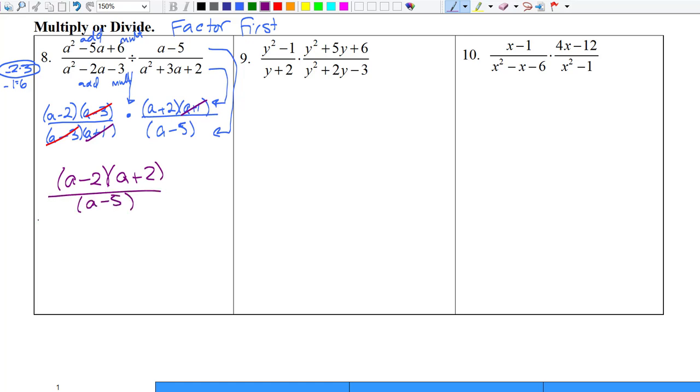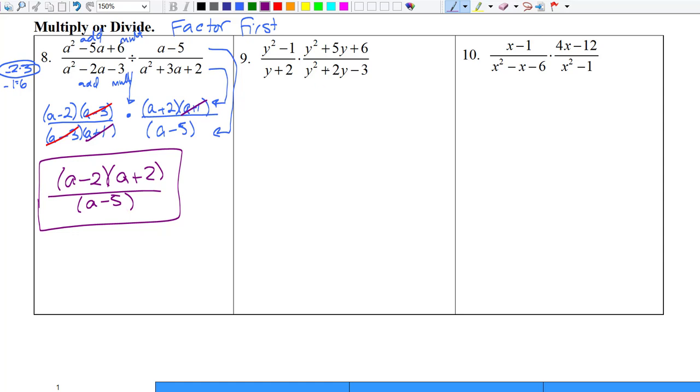A plus 2, a minus 2 on the top, and a minus 5 on the bottom. You're required to have the parentheses around the a plus 2 and a minus 2 on the top. You don't have to have them in the bottom, but I like to just keep them there just to remind myself that I can't go and cancel anything else.